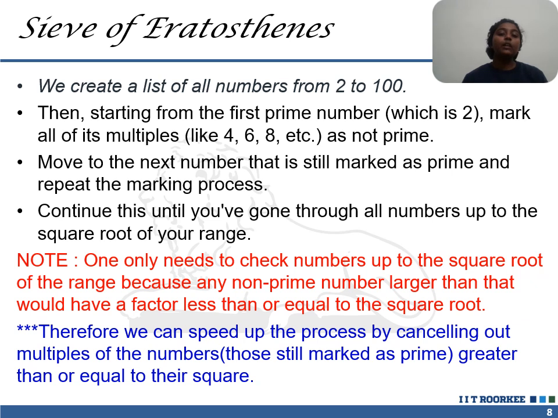We can also speed up this process by cancelling out the multiples of the numbers, those which are still marked as prime, greater than or equal to the square in the second step. We can skip this step or we can use this particular step because it can improve the time that is being taken for the whole program to work, which can speed up our process, which will become a crucial part when we discuss the efficiency of the code that is being written.